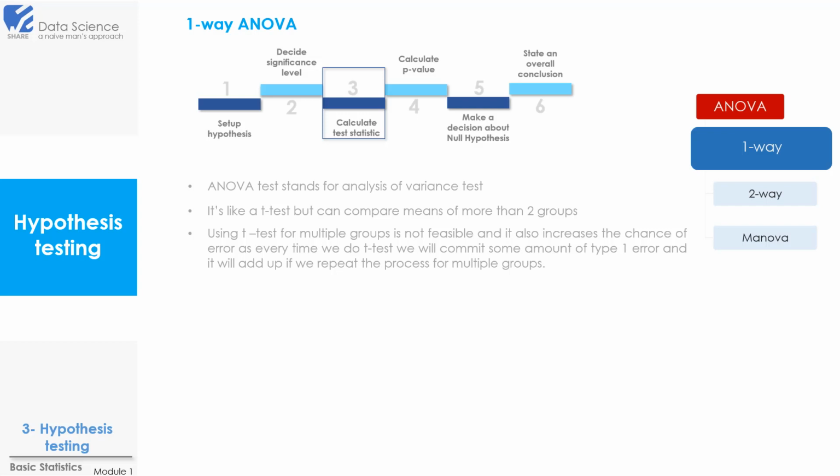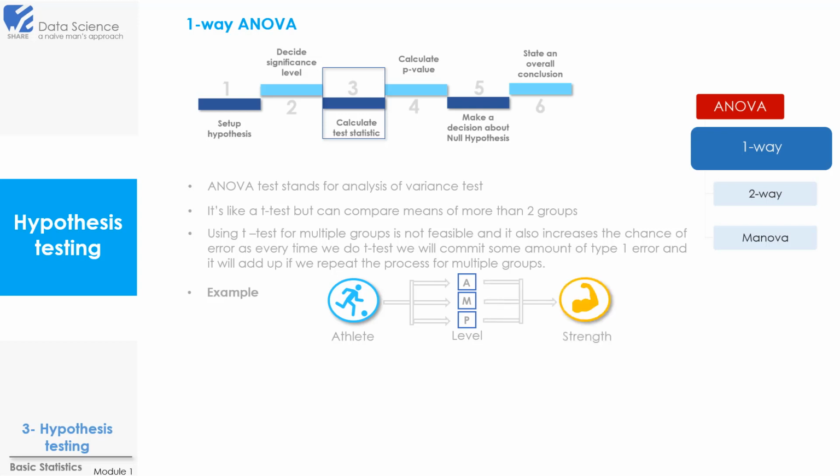Now let's see where we can use Anova testing. Suppose you have a group of athletes and we have divided them into three groups: amateur, mid-level and professionals. Now we want to measure their strength levels. So in this case we can use Anova testing. The strength level is our dependent variable and our independent variable is the type of athlete. So as you can see here, we have three groups: amateur, mid-level and professional level. So instead of using the t-test for multiple groups, it's better to use Anova here.